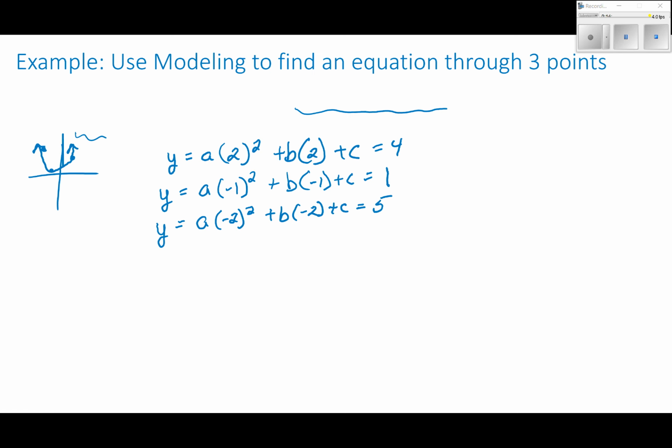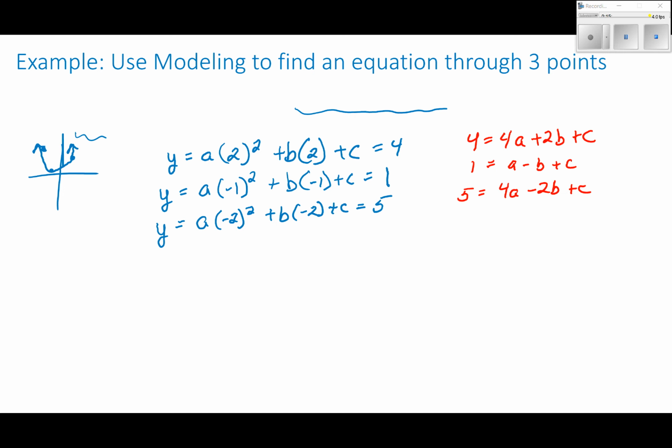So I know now my 3 equations are going to be 4 equals 2 squared is 4, so 4a plus 2b plus c. I know my other equation that I can work with is 1 equals a minus b plus c. And my third equation, 5, is going to be equal to 4a minus 2b plus c. So now I have 3 equations with 3 unknowns that I can solve.